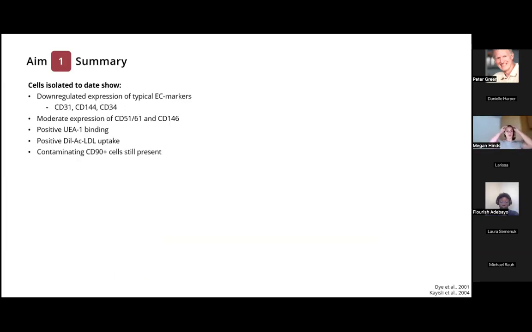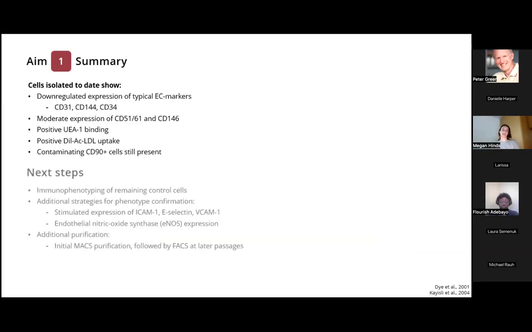So in summary, for Aim 1, the cells that we've isolated to date show downregulated expression of typical endothelial cell markers, CD31, CD144, and CD34. And we've got moderate expression of others, including CD51, CD61, and CD146. And those positive functional assays, as well as evidence of some contaminating cell type.